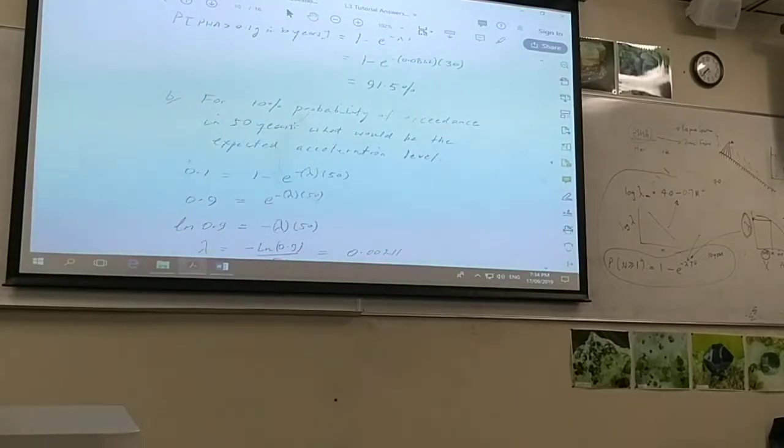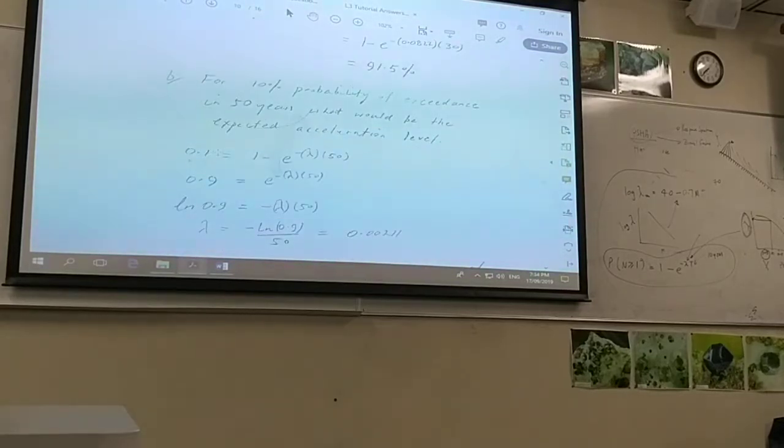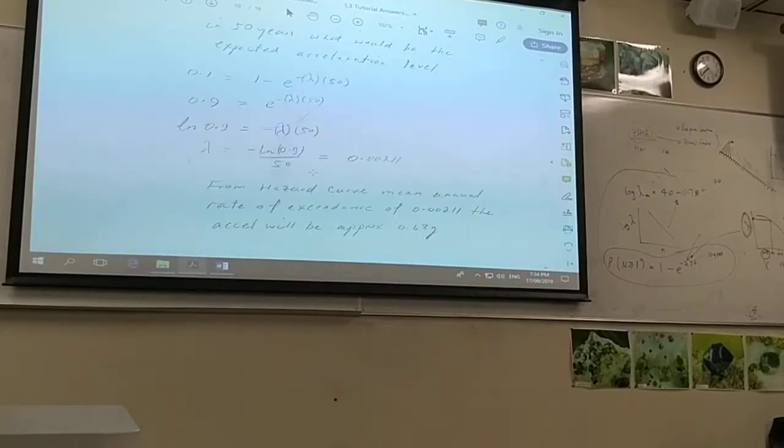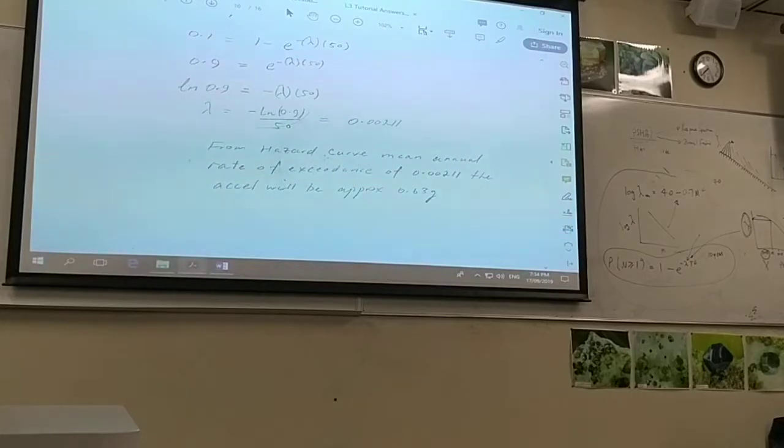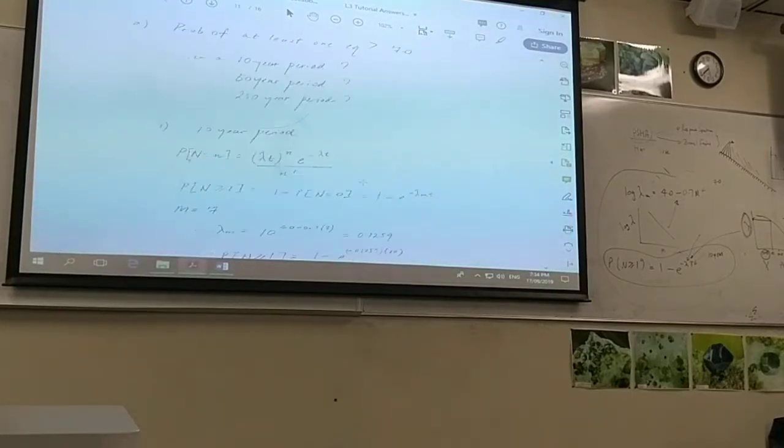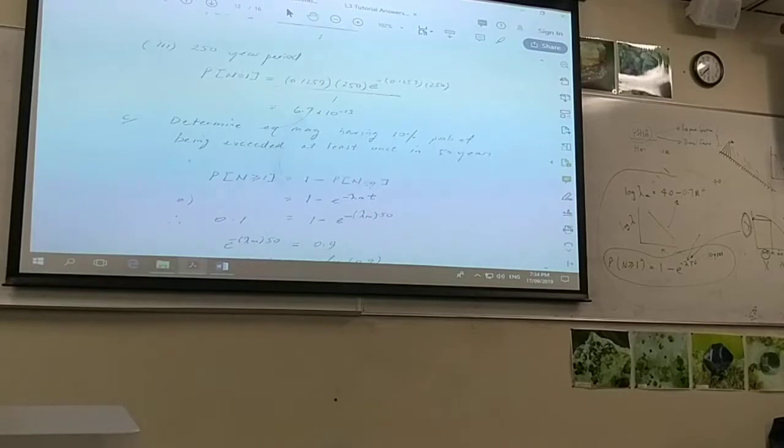And then you can work backwards. For a 10% probability of exceedance in 50 years, what will be the expected acceleration level? We've got a 10% probability of exceedance here. When you've got exceedance, that means you're talking about at least once, so that's why we're using this form of the equation. Now we're going to solve for the annual exceedance probability. Let's work backwards. So that's how you use those formulas.